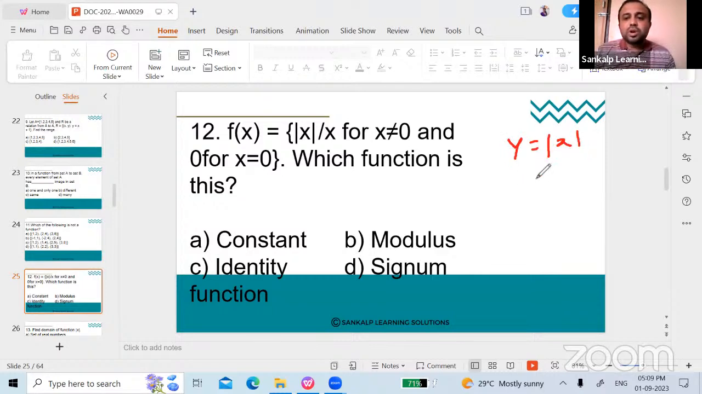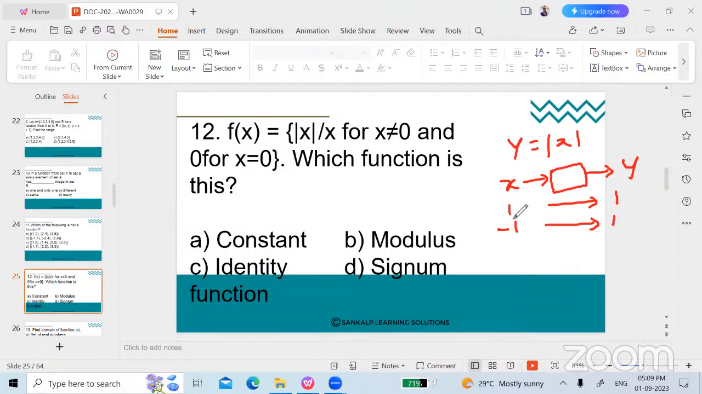What is y? What is mod x? When I give x as an input value, it will process and give the output as the y value. So when I give x as 1, it will give the output y is equal to 1. But for x is equal to minus 1 also, it will give y equal to 1.